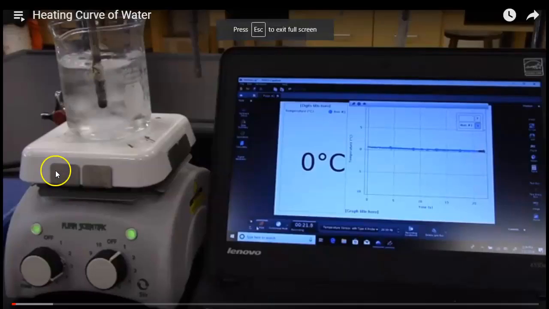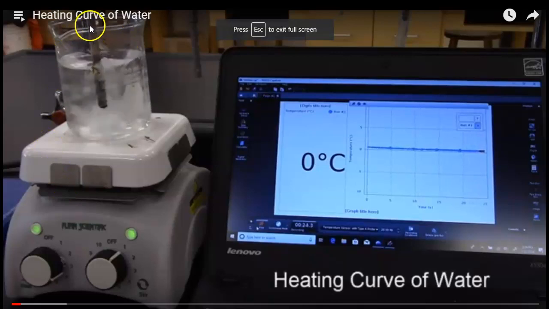All the way down. That's the version I want. All right, so here we have the heating curve of water.